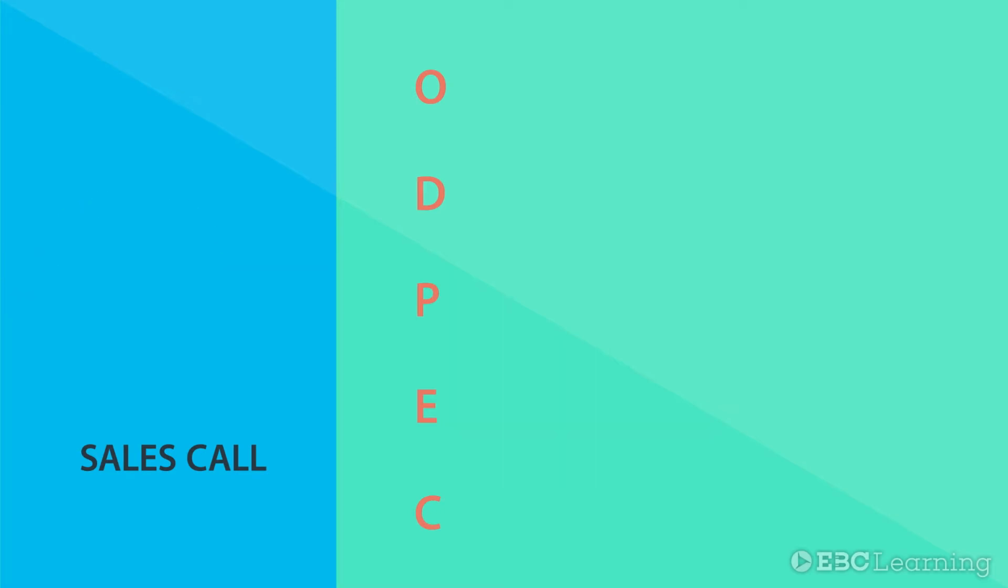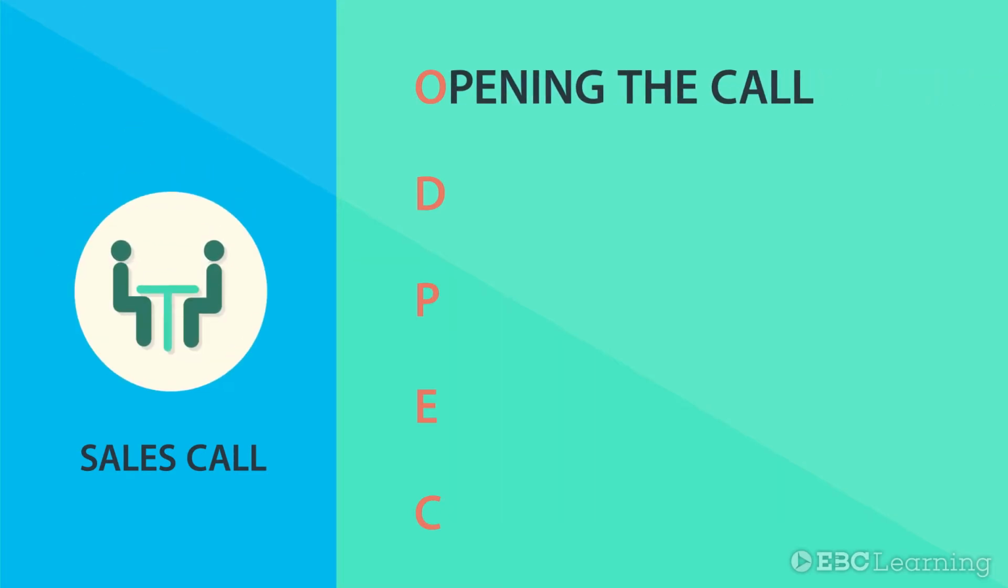The first letter O in this process stands for opening the call. There are 5 guidelines to open a call. First, introduce yourself and your organization. Then, seek permission to continue the conversation. Then state the purpose of your visit or call. Next, introduce your product or service. And last but not the least, make a good first impression through your appearance and conduct.